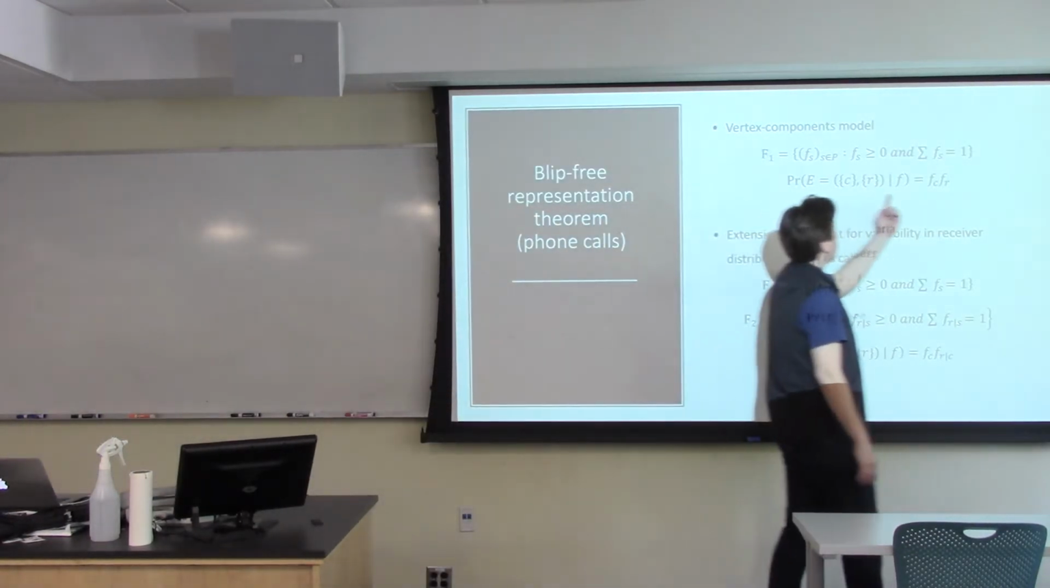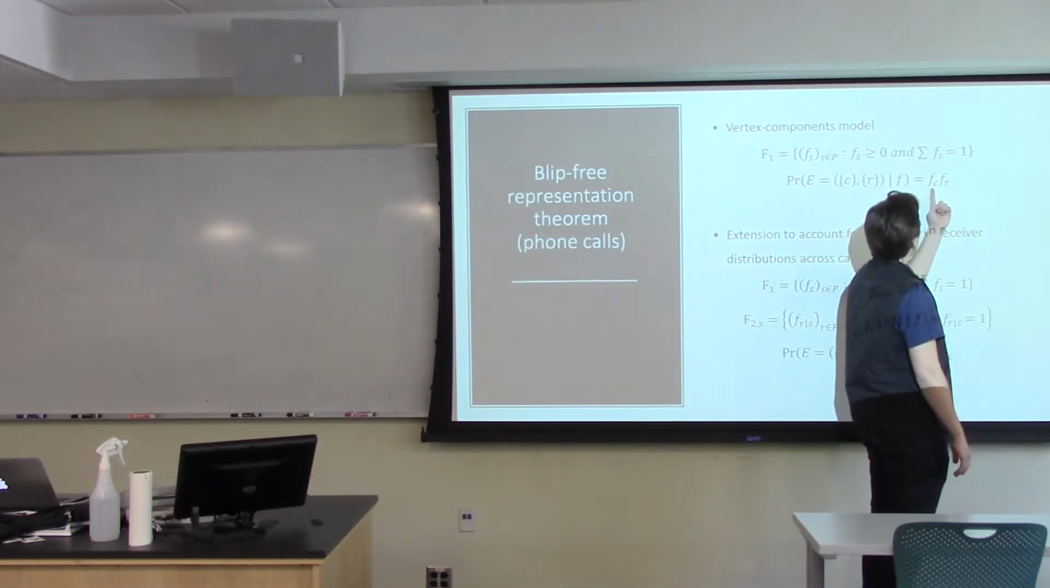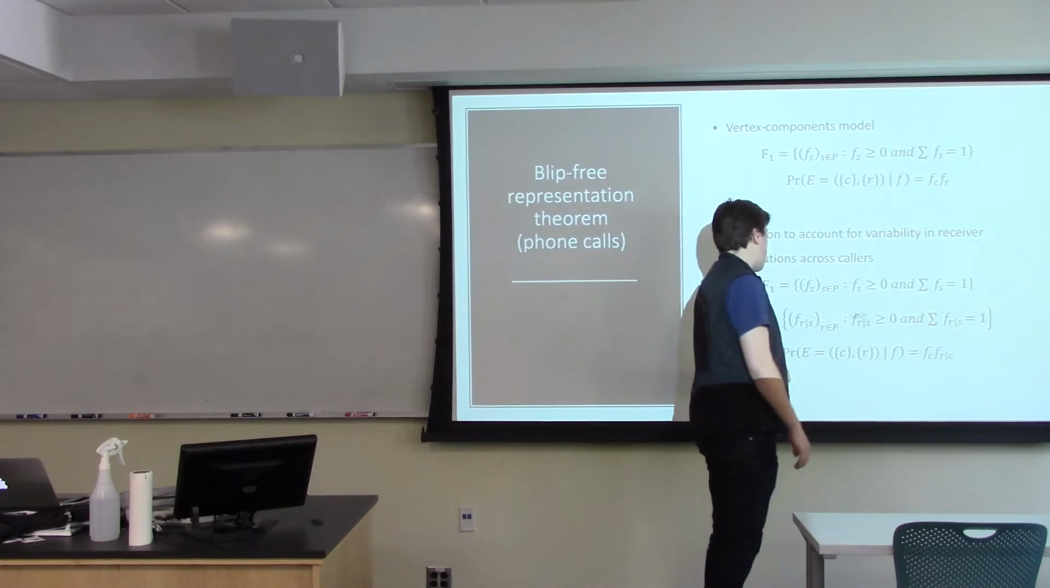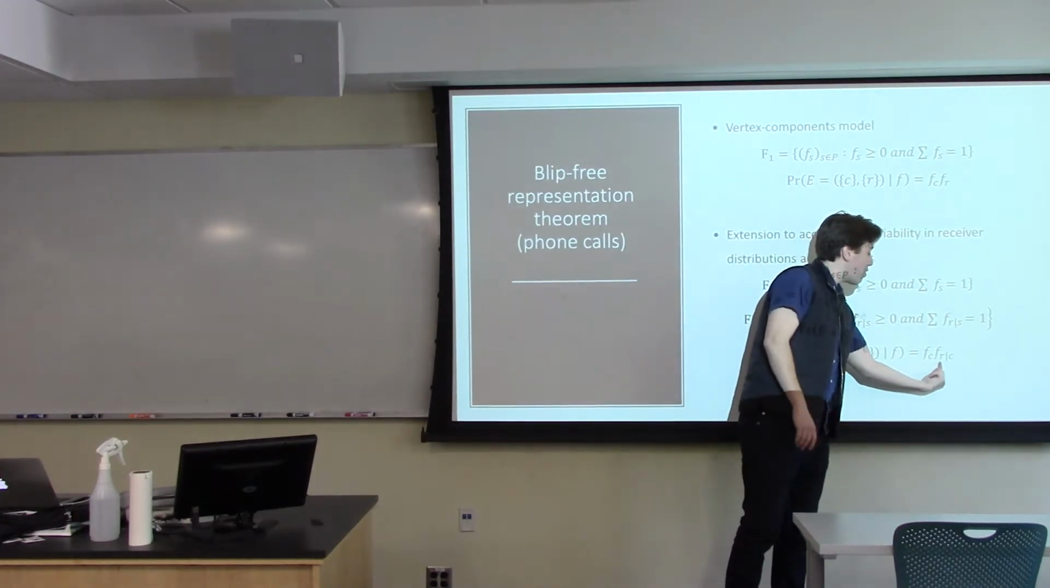If you're thinking of the representation theorem, the way it worked before was you have this multiplicative structure of FC and FR. And the way I want to think about it now is actually FC and then FR given C.